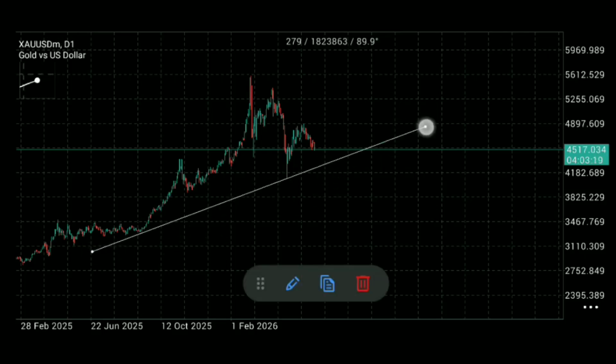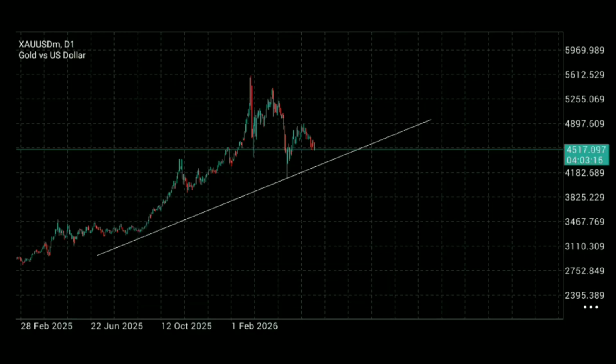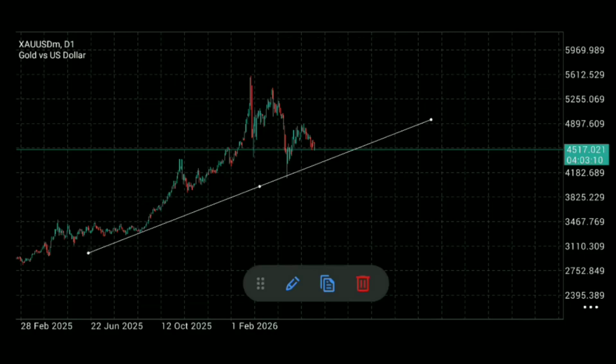The highest points. This is the lowest point. This point here is the lowest point. This point here is the lowest point, right? So this is high. This is moving higher and higher. So this is a higher low. So this is a higher low. Yes, this is a higher low. This is a higher high.